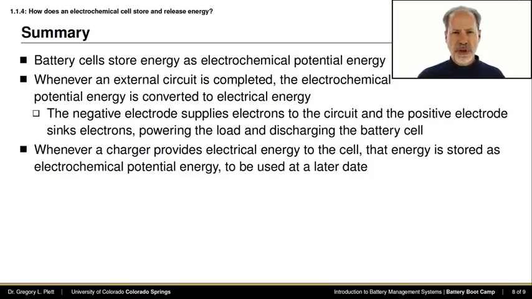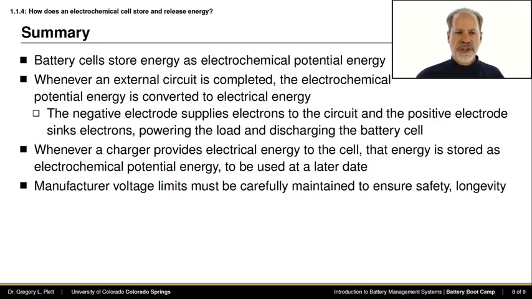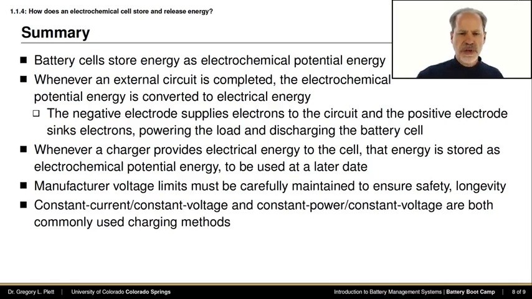In a rechargeable or a secondary battery cell, whenever the charger provides electrical energy to the cell, that energy is stored as electrochemical potential energy again that can be used at a later date. When we charge a battery cell, we must be careful to maintain the cell within manufacturer-specified voltage limits to ensure safety and to ensure life is as long as possible. And there are two commonly used modalities for charging a battery cell, and these are known as constant current, constant voltage, and constant power, constant voltage. And you will encounter both of those in applications.